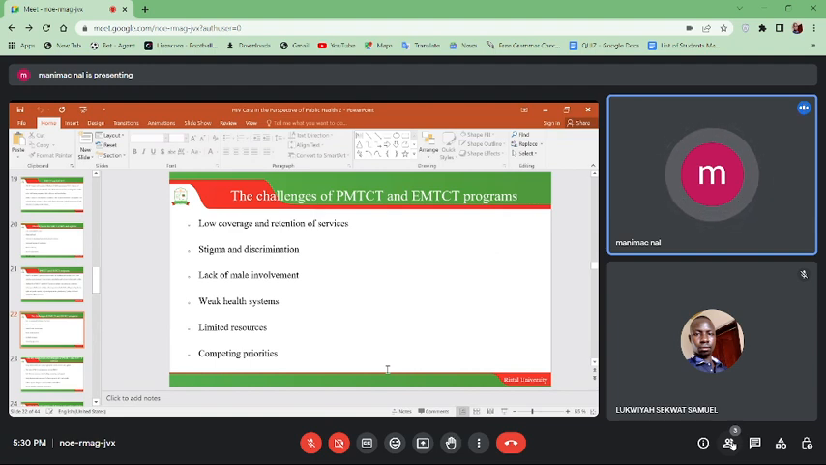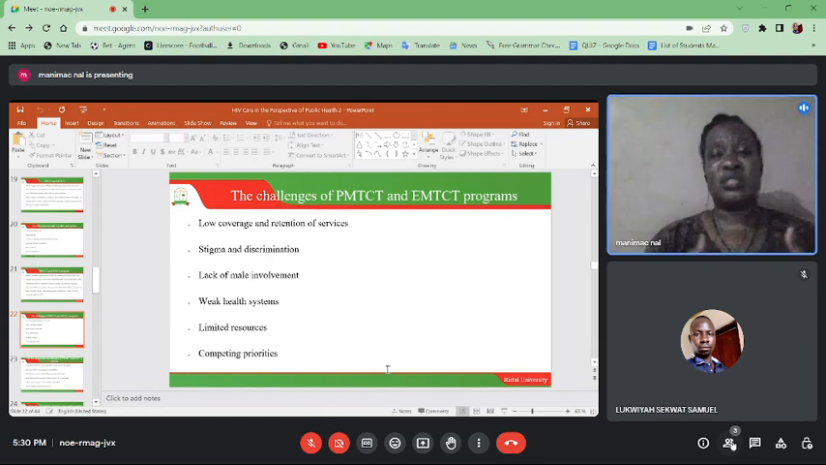Secondly, we shall also look at stigma and discrimination, where people who are positive, or mothers who are positive, in most cases, feel stigmatized and discriminated against, either by their spouses, by their friends, or by their family relatives, like I mentioned. So with these programs, we must make sure that people do not get discriminated against because of their conditions. Because after all, it is not the end of the day for a person to be positive while she is expecting or giving birth to a baby.